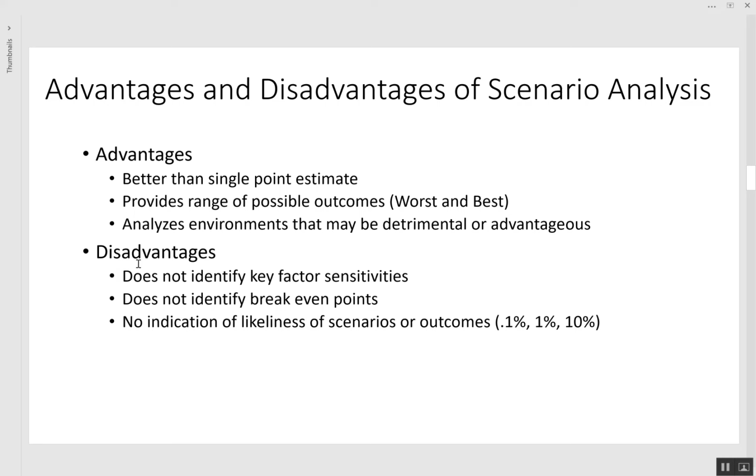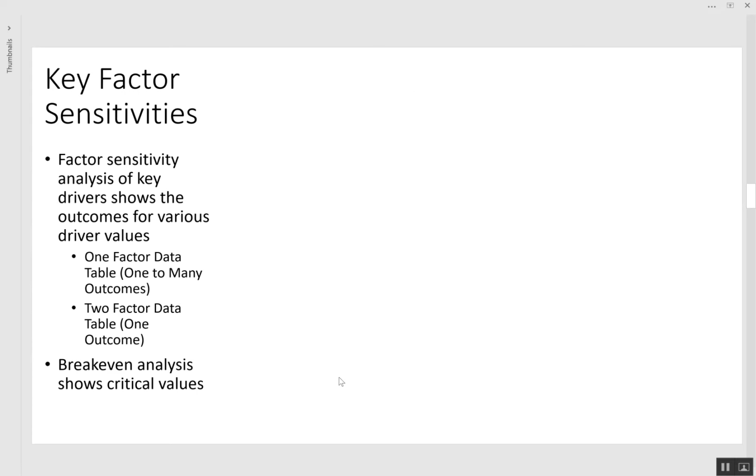Now, the disadvantages of what we've done so far is it didn't focus on the key factor sensitivities. What it really is, is our exposure to gold. It doesn't identify break-even points. What price of gold does this gold mining operation not make money? And what's the likeliness of the scenarios? How probable is it that gold prices will fall? So we're going to try to answer that with the next few measures.